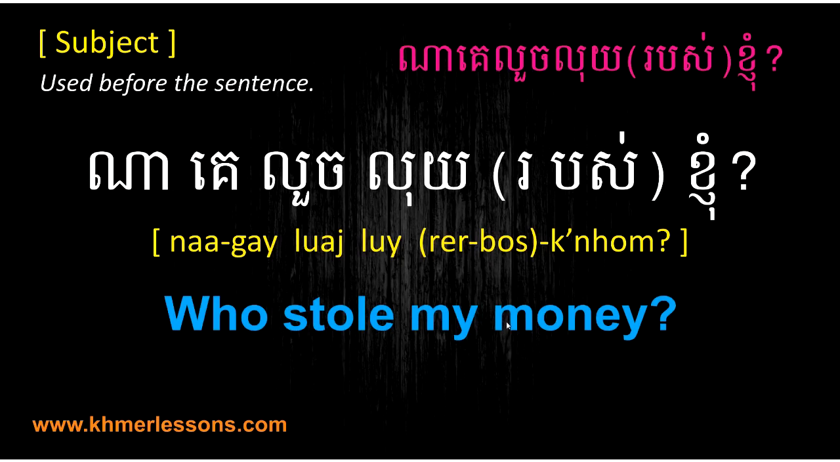In English you use my before money, but in Khmer you have to say money and then my. Don't forget, this is a possessive adjective, and in Khmer an adjective never stands before a noun, it always stands after the noun all the time. You have to remember this point. So again, ណាគេលួចលុយរបស់ខ្ញុំ, or without saying "របស់," I can say ណាគេលួចលុយខ្ញុំ.